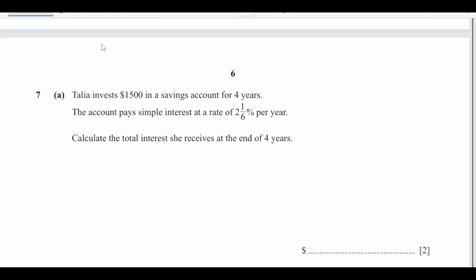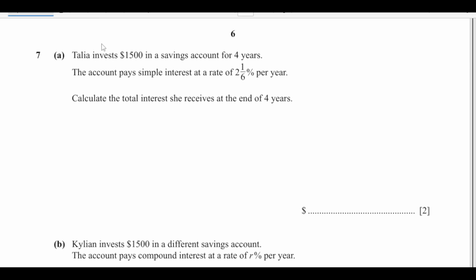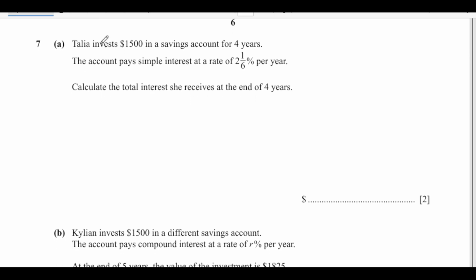Now, number 7. Talia invests $1,500 in a savings account for 4 years, which is the time here. The account pays simple interest at the rate given per year. So, this is the rate of interest. Calculate the interest that she receives at the end of 4 years. So, we are looking for simple interest.